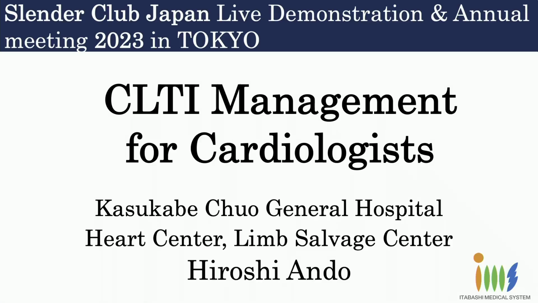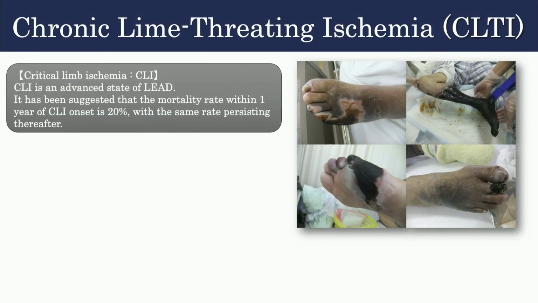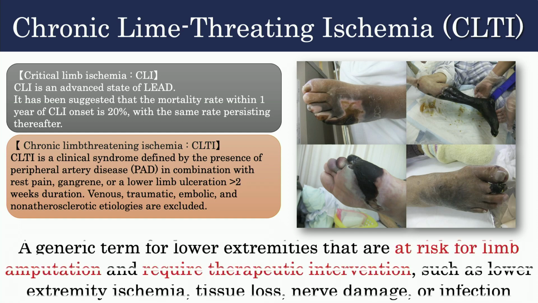Today I'd like to talk about the CLTI management for cardiologists. So when you look at this kind of patient, we used to call it CLI. CLI is an advanced stage of PAD, and it has been suggested that the mortality rate within 1 year is about 20%. Recently, we call it CLTI. CLTI is a generic term for lower extremities that are at risk of limb amputation and require therapeutic intervention, such as lower extremity ischemia, tissue loss, nerve damage, or infection.